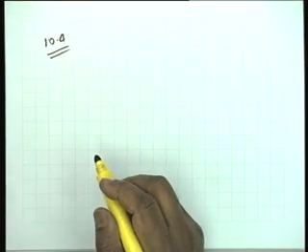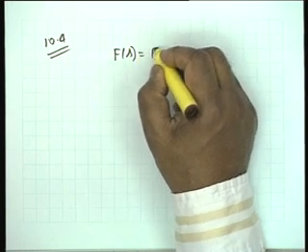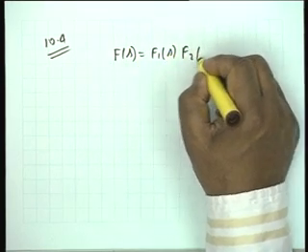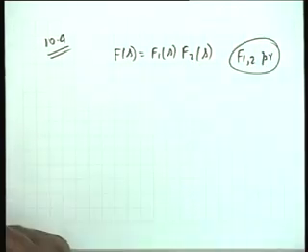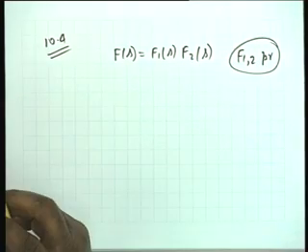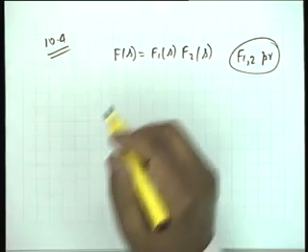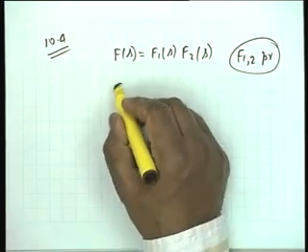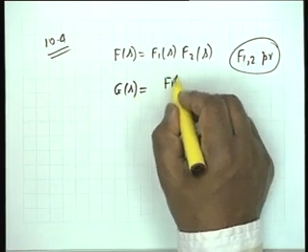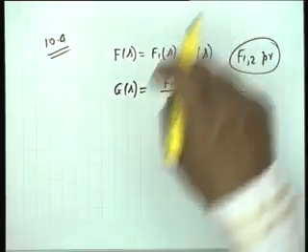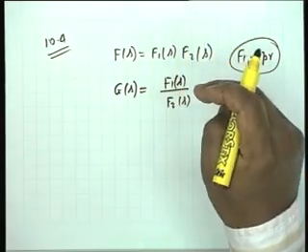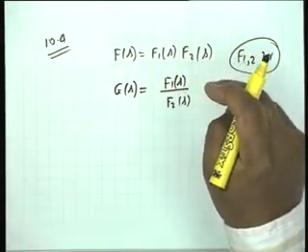Show that the product of two PR functions need not be PR. F1, F2 are PR. You have to show that this is not necessarily PR. Also show that the ratio of one PR function to another PR function, that is, f1 of s divided by f2 of s, is not necessarily PR. You have to show this, and then give one example of each.